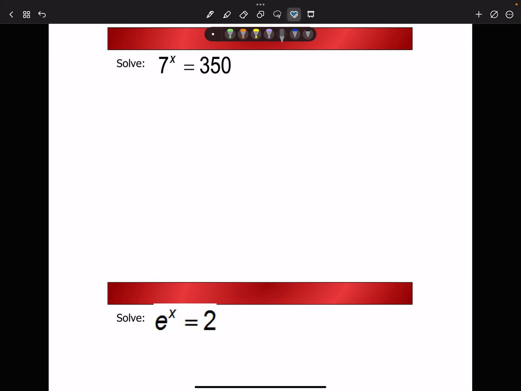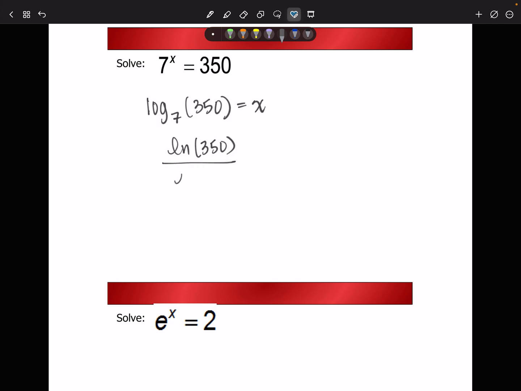So because the variable's in the exponent, we're going to write this as log base 7 of 350 is equal to x. And then log base 7 of 350 is the natural log of 350 divided by the natural log of 7. And when I put that into my calculator, I get approximately 3.01.